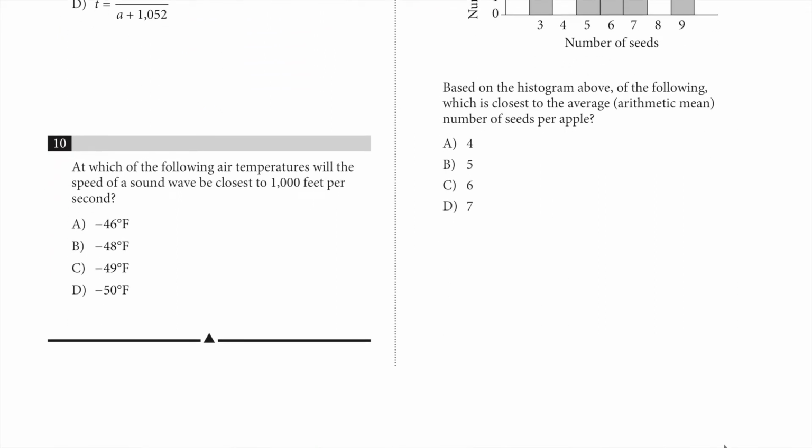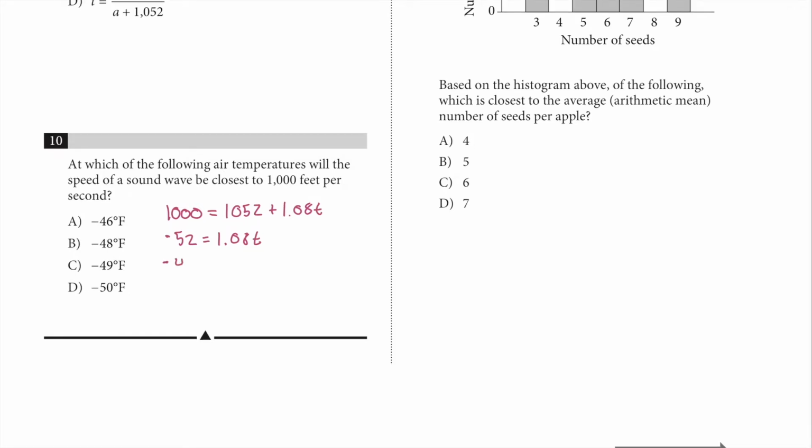At which of the following air temperatures will the speed of a sound wave be closest to 1,000 feet per second? Well, then we're going to plug in 1,000 for A. And then we want to simplify this expression. So we'll subtract 1052, and we'll get negative 52 equals 1.08t, and then we'll divide by 1.08. I highly recommend using a calculator for this. And we'll get negative 48.148 equals t.